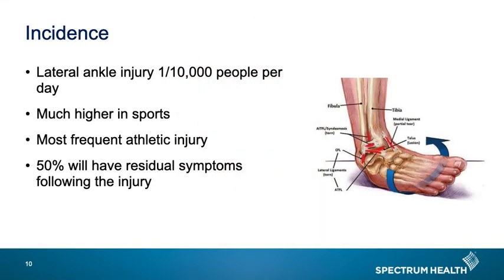Ankle injuries or ankle sprains are extremely common, happening to approximately 1 in 10,000 people per day in the United States. Of course, in athletics and sports, it's much higher. It is the most frequent ankle injury, or athletic injury, that we will see in our office or in the clinic. The big take-home message here, though, is that over half of these patients will have some residual symptoms. They could be very mild: stiffness, irritation, swelling, nerve injury, and some can be much more significant.